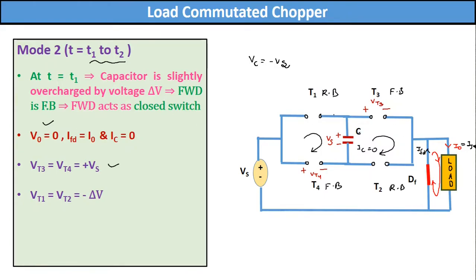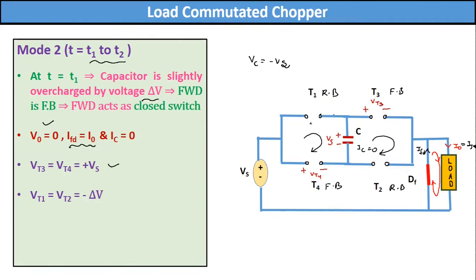Now at time t equal to T1, in the mode 2 operation, the capacitor is slightly overcharged by a voltage delta V. As soon as the capacitor is slightly overcharged, the freewheeling diode goes into the forward bias condition and starts conducting a current IFD. Now a current flows in the loop consisting of the freewheeling diode and the load. Since this current flows in the form of a wheel, this process is called the freewheeling process. So in this mode of operation, the freewheeling diode current will be equal to the load current.